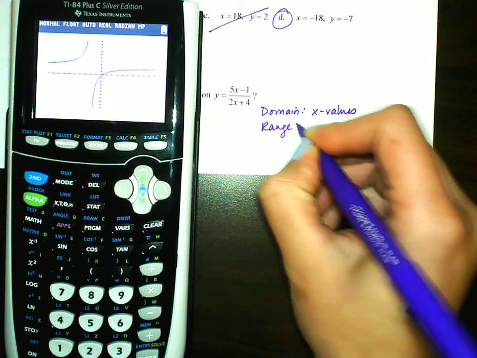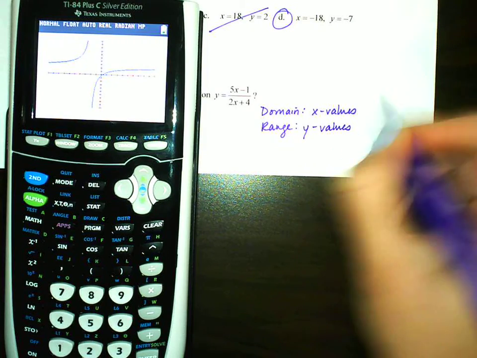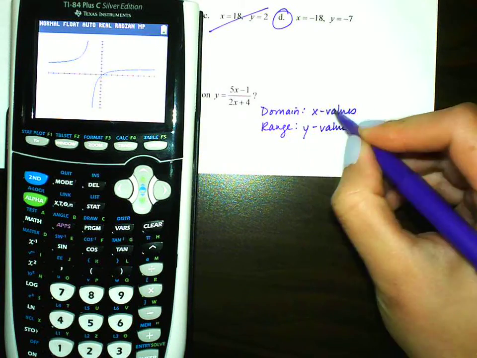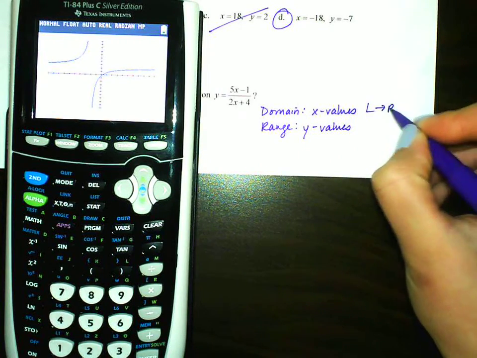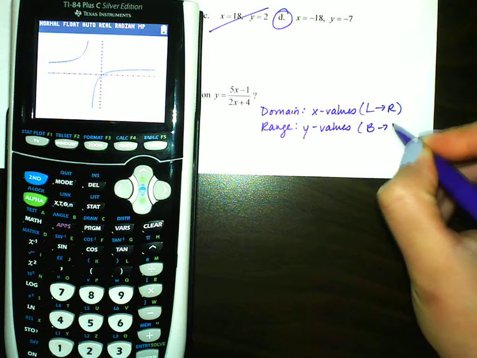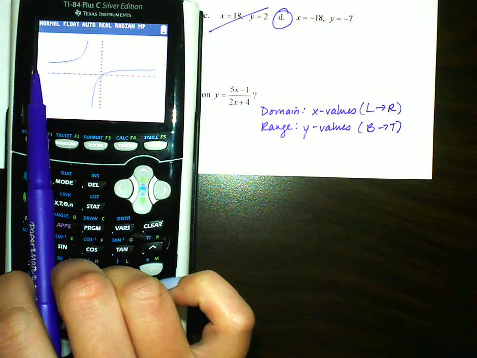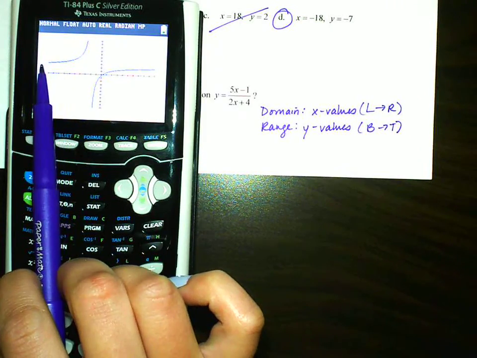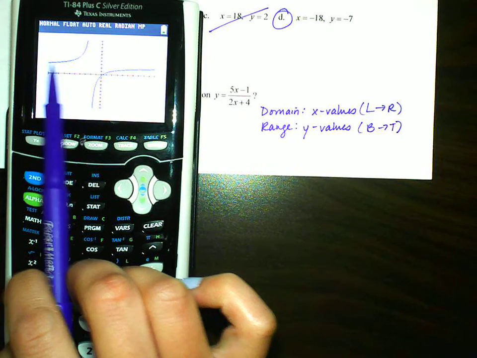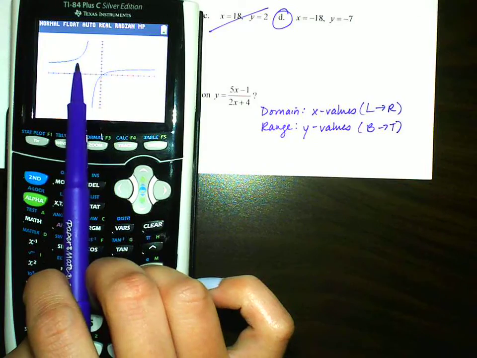Okay, so remember, domain are x values and range are y values. If I'm looking at x values, I'm going to go left to right. If I'm looking at y values, I'm going to go from bottom to top. As I'm going from left to right, I'm going from negative infinity because this part of my graph's going to keep on going to the left. And then there's a gap here, and I have to figure out what that gap is.